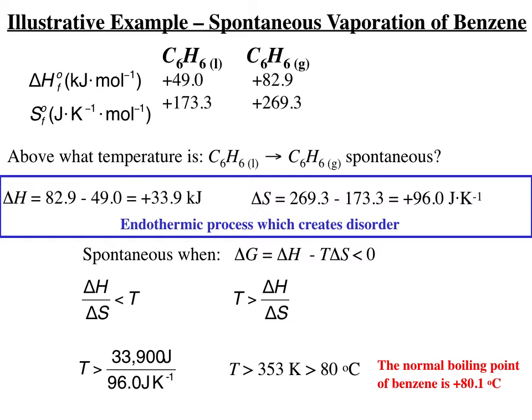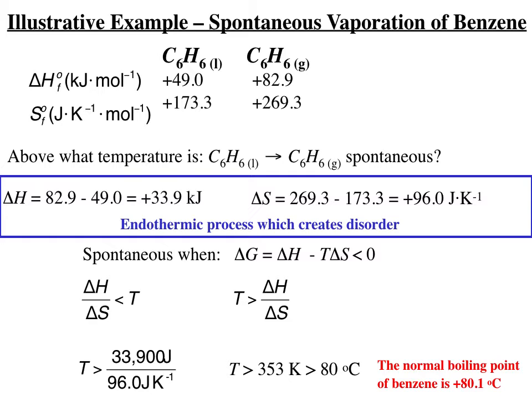minus T delta S and find the temperature where that is spontaneous, so that function must be less than 0. I will move the T delta S term to the other side, and then I will divide both sides by the delta S. So delta H over delta S is less than or equal to T, or I can reverse that. The threshold temperature above which this is spontaneous will be greater than the temperature calculated when I divide the entropy value for the reaction into the enthalpy value for the reaction. And when I do that, I get that T is greater than 80 degrees C.